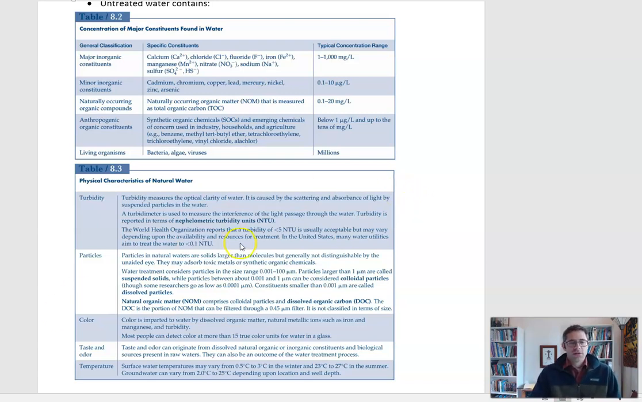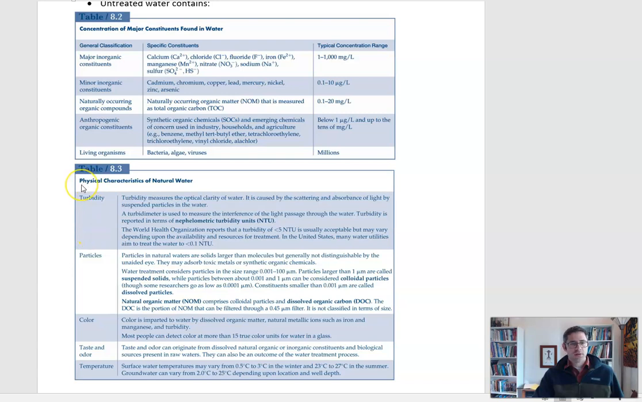So the World Health Organization has a turbidity of less than 5 NTU, which are these nephelometric turbidity units, is usually acceptable, but can vary depending on how you treat the water. In the U.S., we're typically less than 1 NTU. Even in wastewater, when you're using UV treatment, you need to have the NTUs less than 2. Drinking water less than 1 is very common. Basically, we can't see that there's any turbidity in water until you're at least 5 NTU, if not closer to 10.